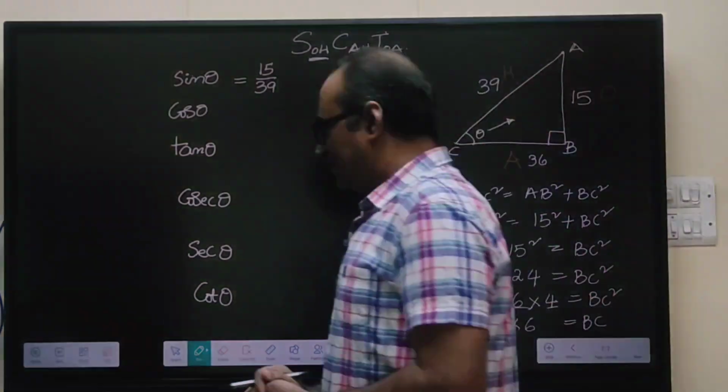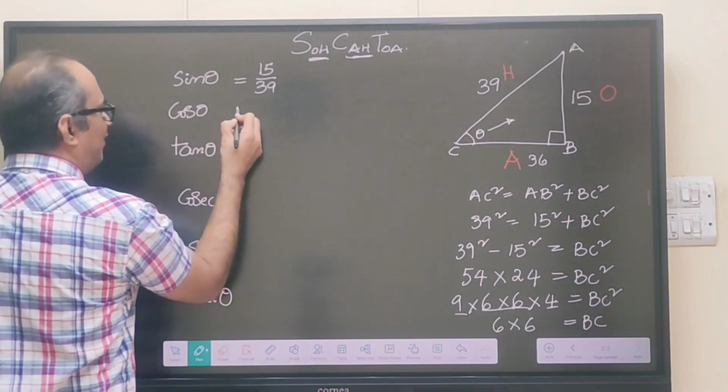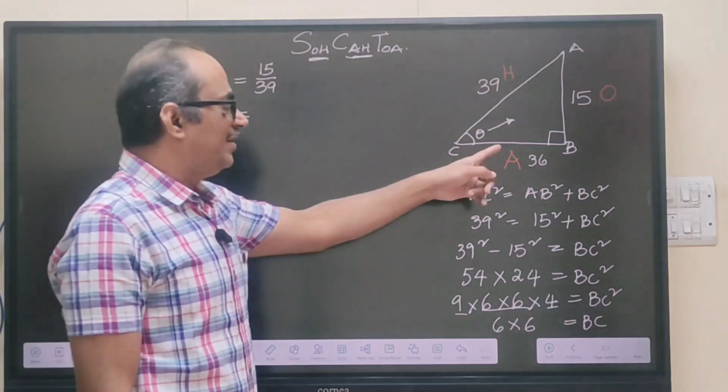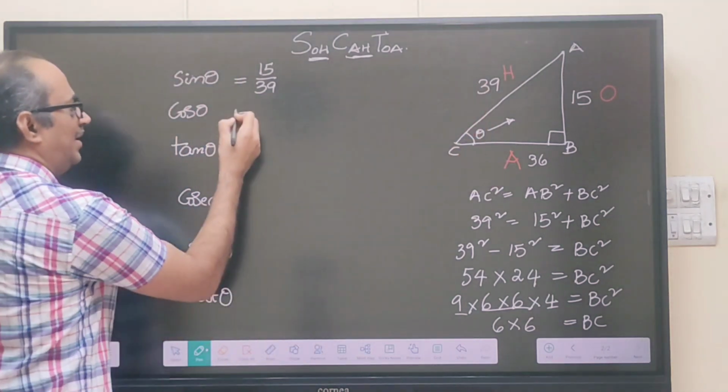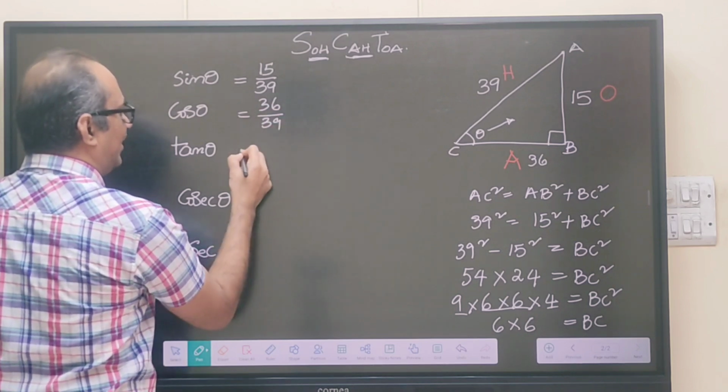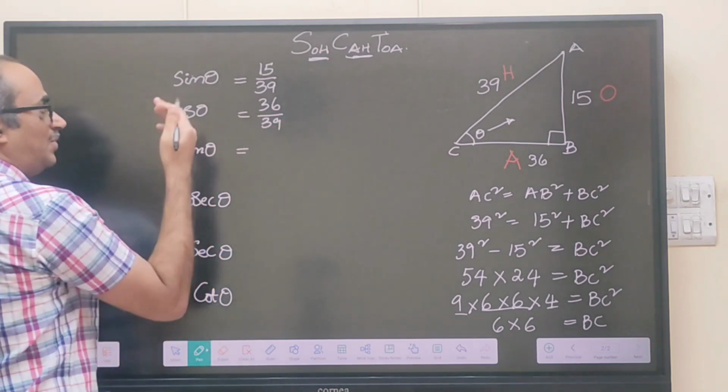Now once we got BC equals 36, we can come back and we can easily fill this. What is cos theta? Adjacent by hypotenuse. That will be nothing but 36 by 39. Then what will be tan theta? Tan theta will be opposite by adjacent.